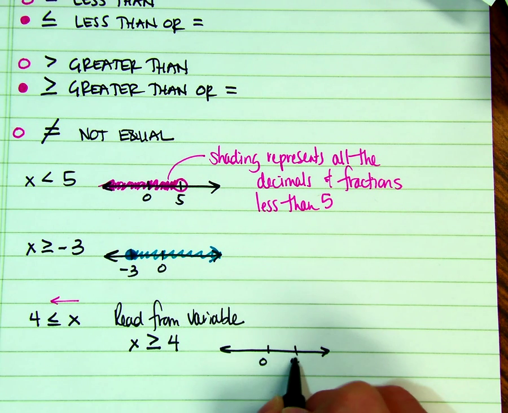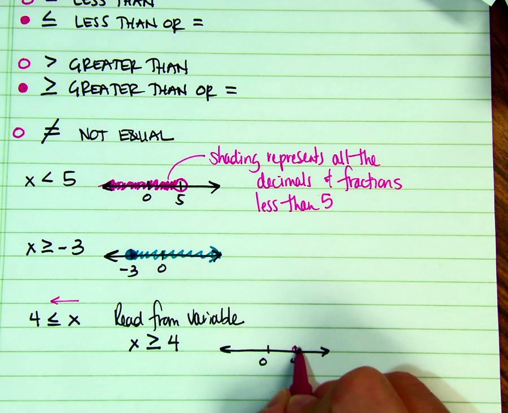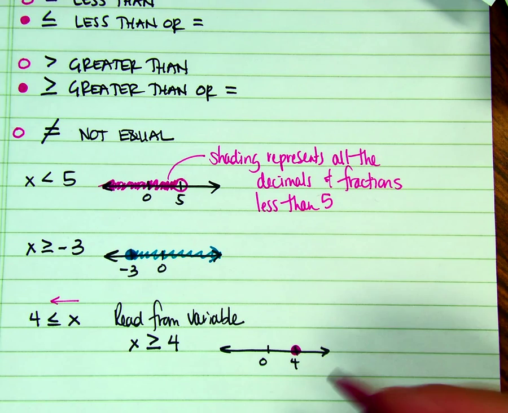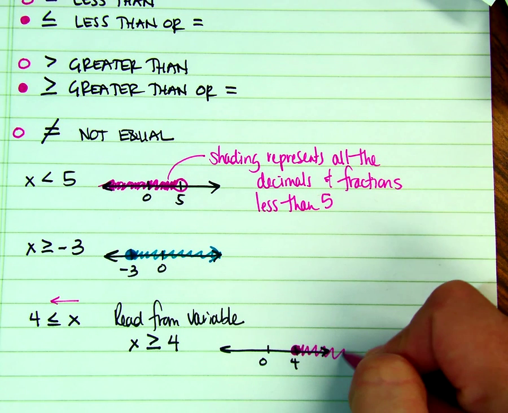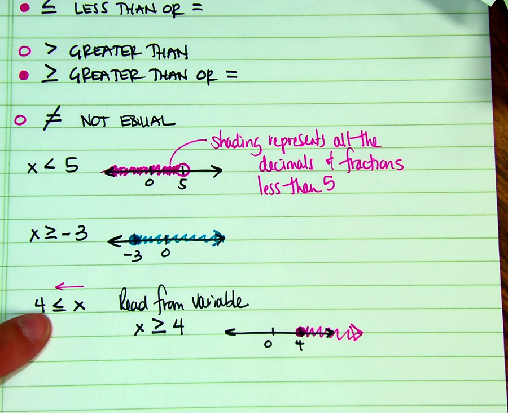So 0, and there's my 4. It has the equal to piece, so it has to include 4, and it is greater than. Okay, the most common error is on ones like this.